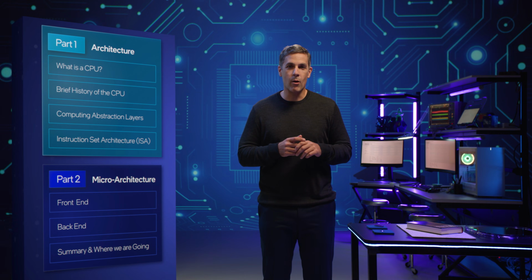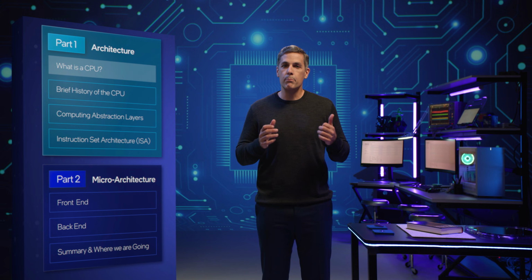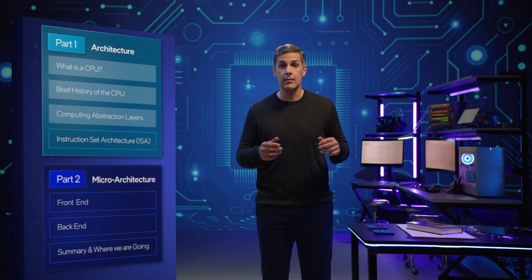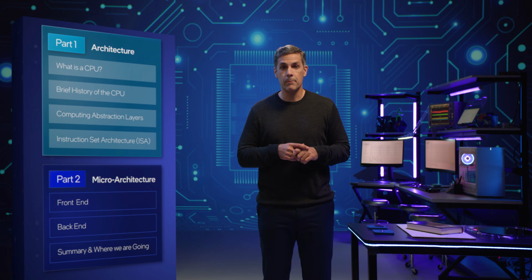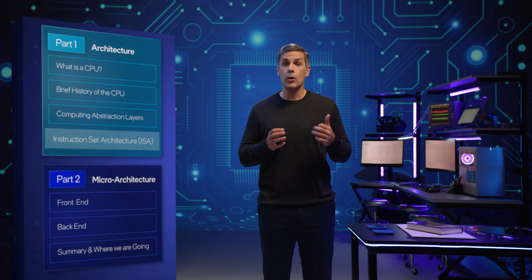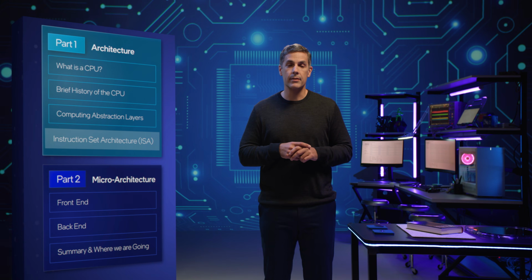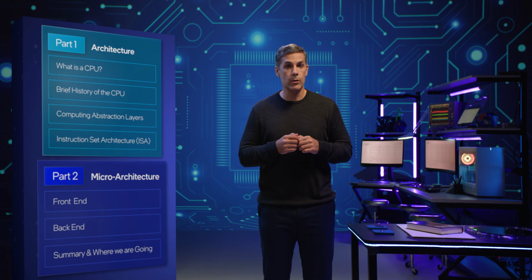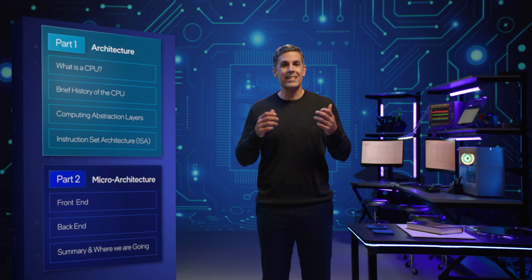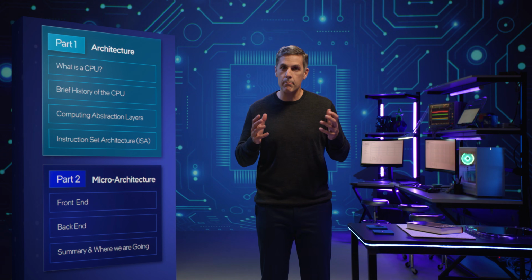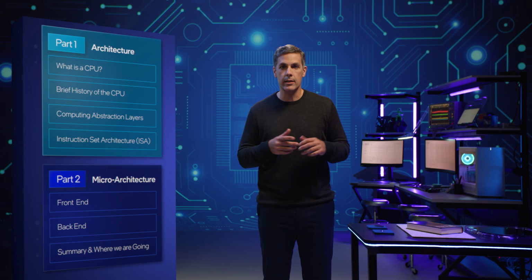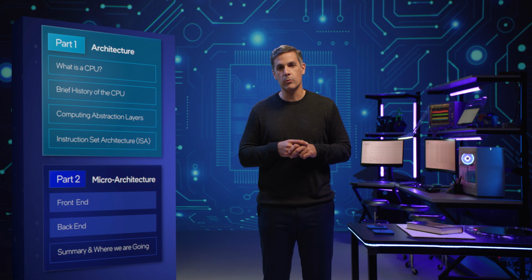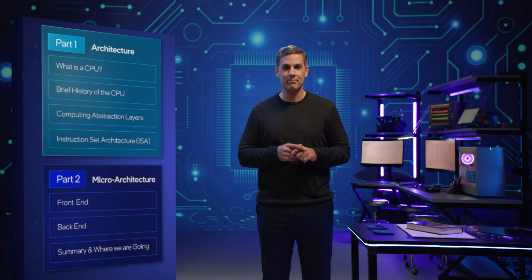In Part 1 of this CPU architecture series, we talked about what CPUs are, the history of the CPU, the concept of computing abstraction layers, as well as the instruction set architecture. The instruction set architecture is what we normally refer to as the architecture of a CPU. Today we want to delve into what the microarchitecture of a CPU looks like. Or in other words, once an ISA is defined, how you might go about implementing that ISA into a microarchitecture, and what the main building blocks of the functions of that microarchitecture would be. So let's dive in.